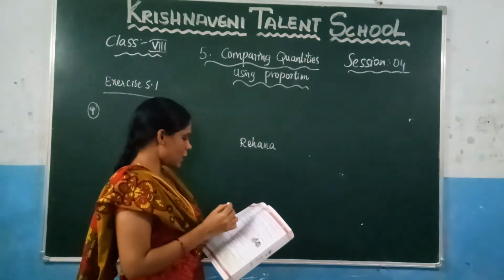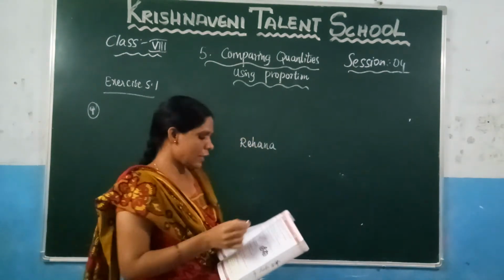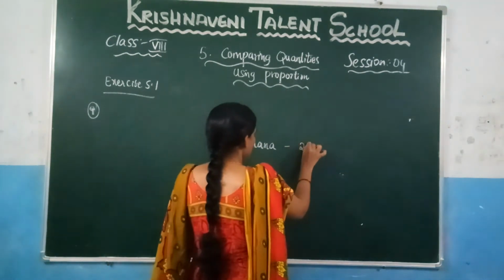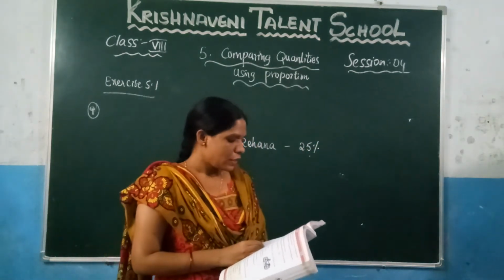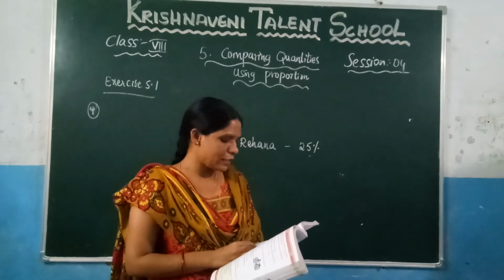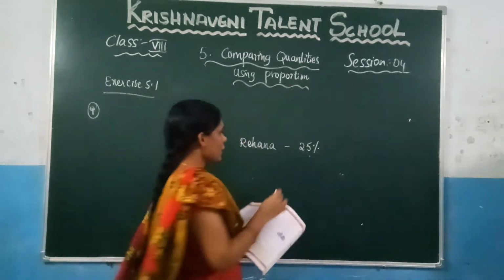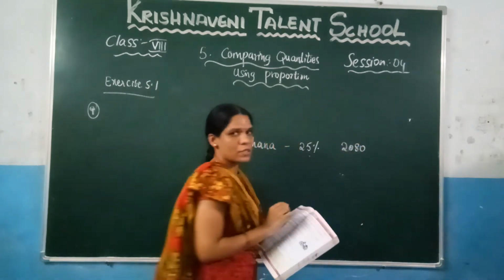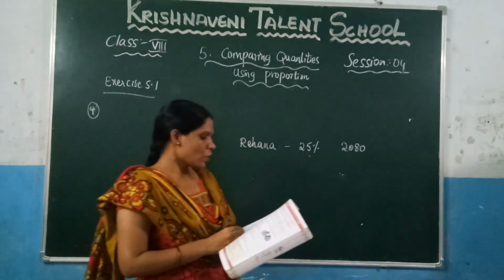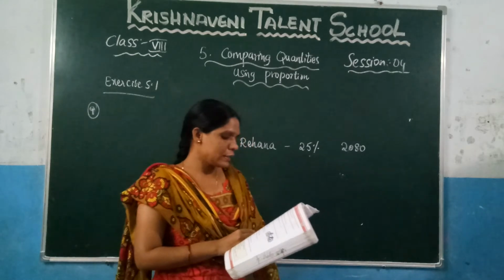So let us see the question. Rehana and Rajendra are there. Rehana receives how much percentage? 25% of the amount in every month. Now Rehana receives 2080 in a particular month, and every month he is getting an amount of 2080 rupees. Now here you need to find what is the total profit in that month.